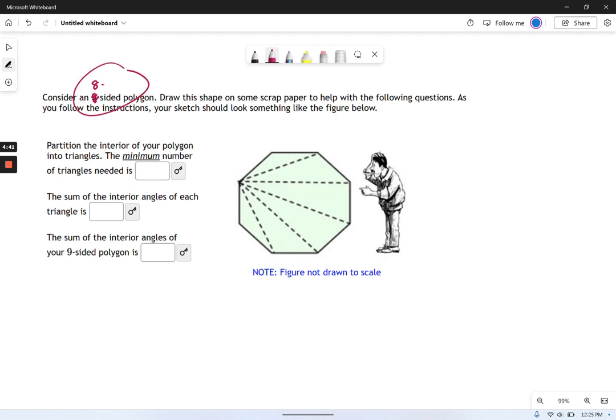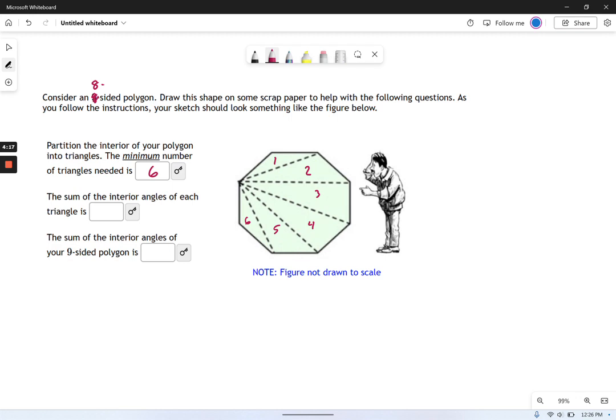I've adjusted this problem so it wants an 8-sided polygon. That's just so I can match the picture and talk about it. And if I ask how many triangles I divide this octagon into, you can count them up. There's 1, 2, 3, 4, 5, 6 triangles at minimum needed to divide up this octagon. So my answer to that part is 6.